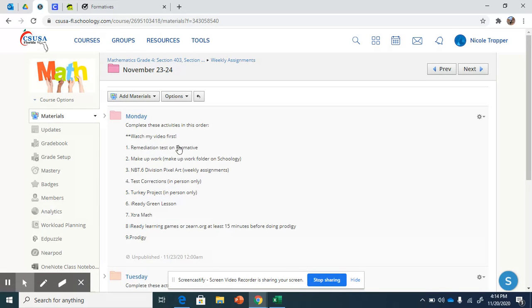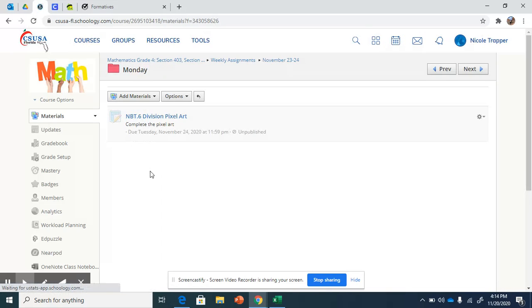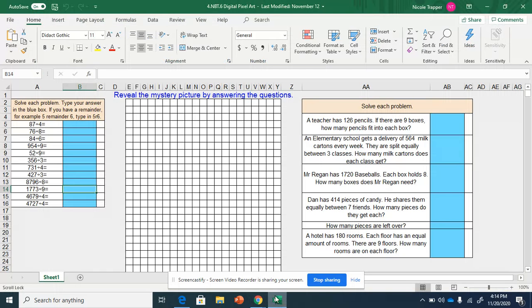If you are done with your remediation test or you did not have to do it and you're done with your makeup work, you may move on to your MBT.6 division pixel art, which is under weekly assignments. So if you click on here, you click on the pixel art, and then you're going to open a document that will look like this. So as we've done these before, you type the answer into these blue boxes and colors will come up on the screen to reveal the mystery picture.